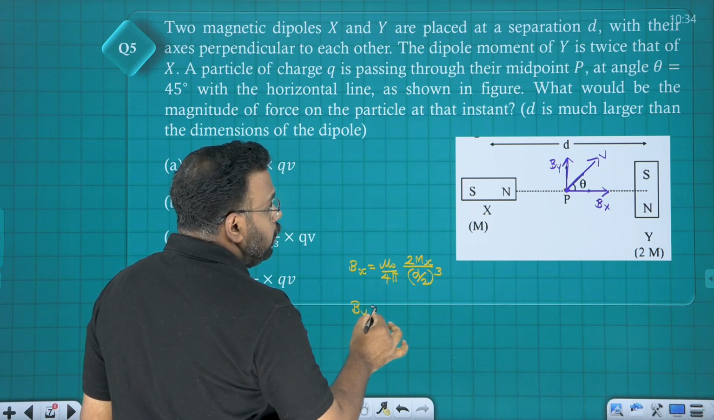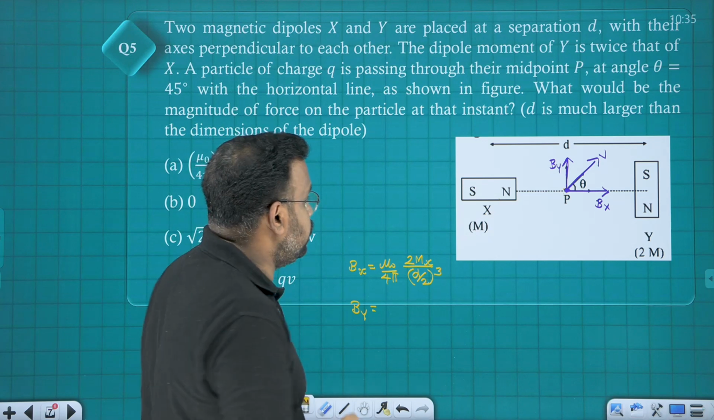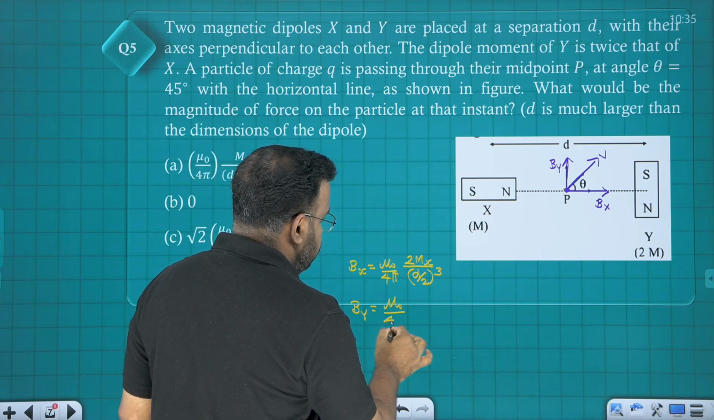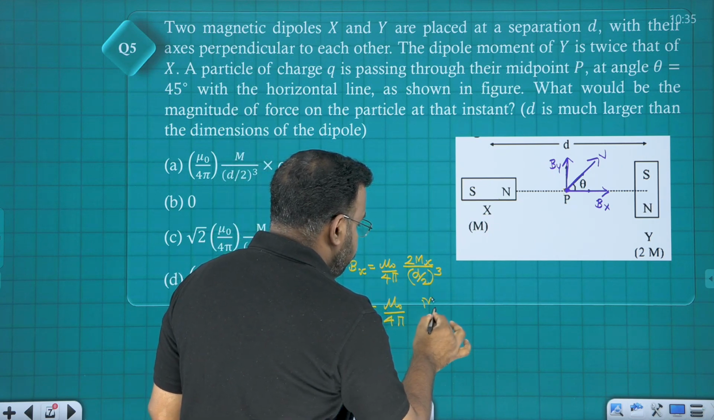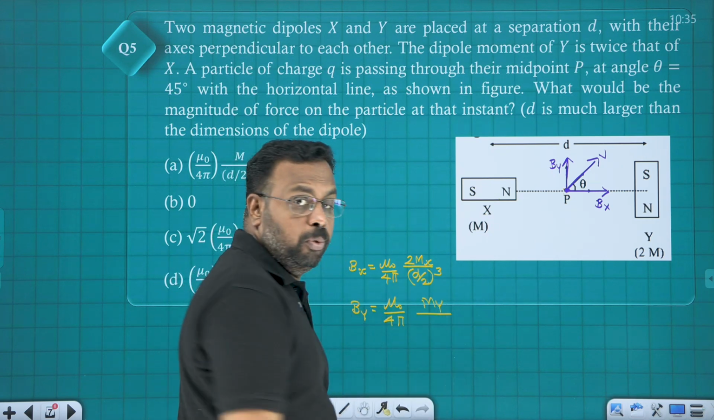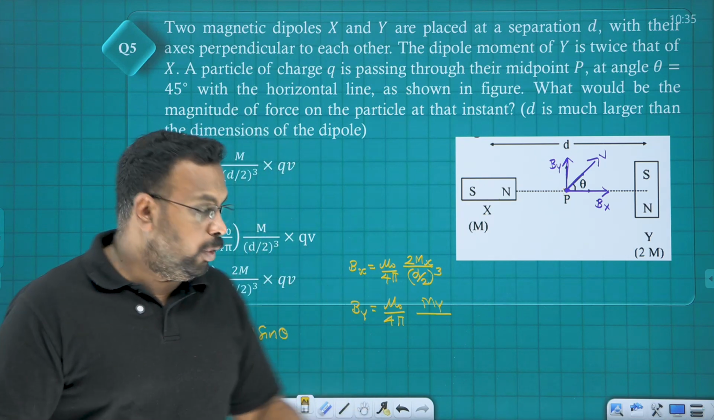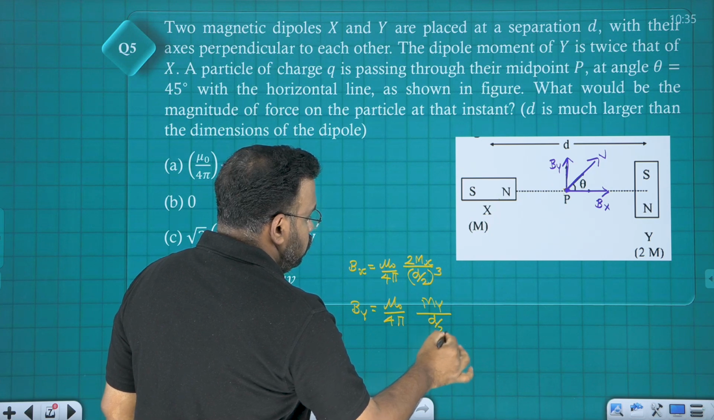By is on which line? It is on the equatorial line. Equatorial line of which magnet? Y. So the formula will be mu naught by 4 pi into my by r cube. M by r cube only on equatorial, that's the main difference. Like on axial line it is 2m by r cube, equatorial line it is m by r cube. So r remain d by 2 whole cube.